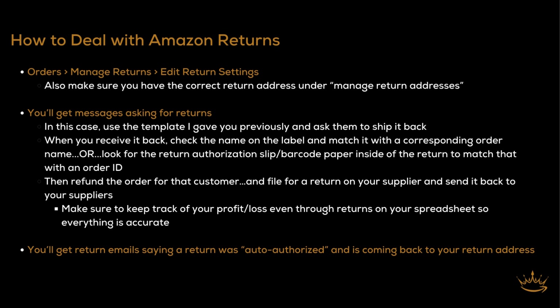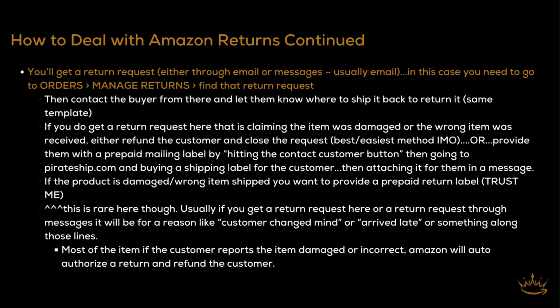And you'll also get return emails from Amazon saying that a return was auto-authorized and is coming back to your return address. In that situation, that usually means, not always, but usually, that it was either reported as broken or damaged when the customer returned it, or they got something they weren't expecting, or something along those lines, okay? It honestly could be a number of other things, like they said they didn't want it anymore and they're paying for the return shipping, but that's rare. Usually if it's auto-authorized by Amazon, it's coming back because it was damaged or the wrong product, okay?